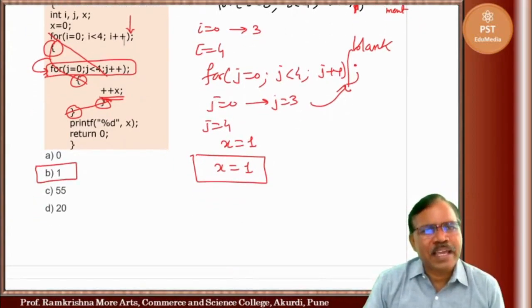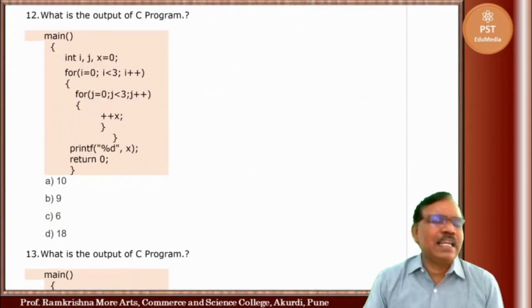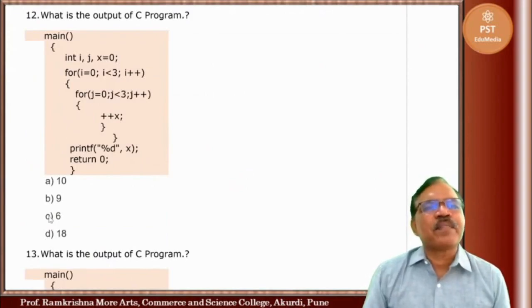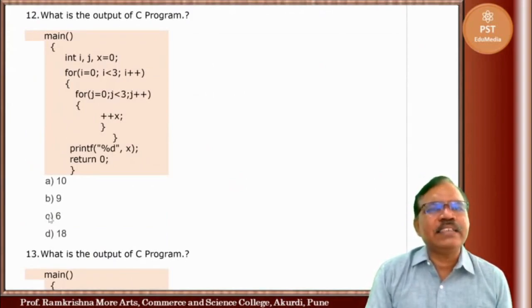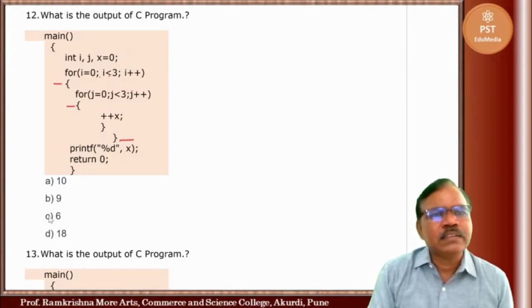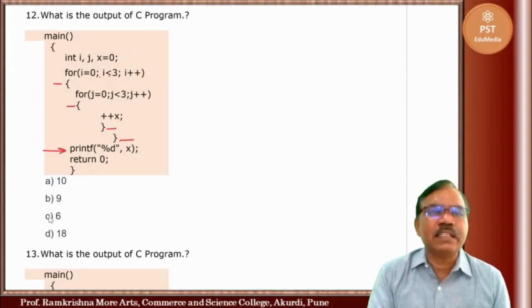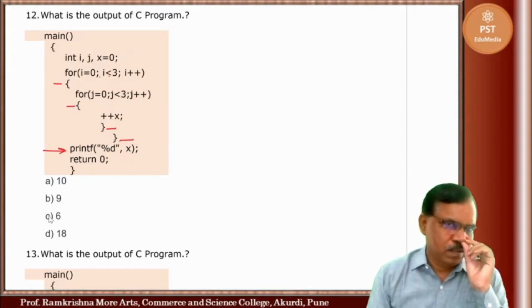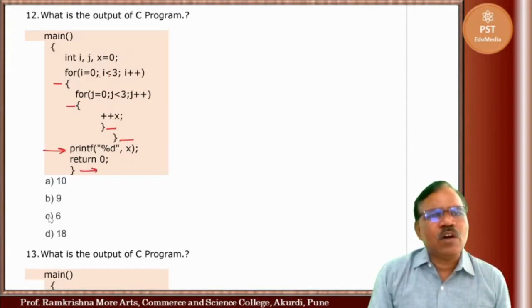Now this same program is taken below again, only instead of i less than 4, I have taken less than 3. So, int i, j, x equal to 0; for i equal to 0, i less than 3, i plus plus. Now here there is no semicolon. Then for j equal to 0, j less than 3, j plus plus, in curly brace plus plus x. Now here the first for loop is completed here, the second for loop is completed here, and the printf statement is outside the first for loop, and then here is the end of main.